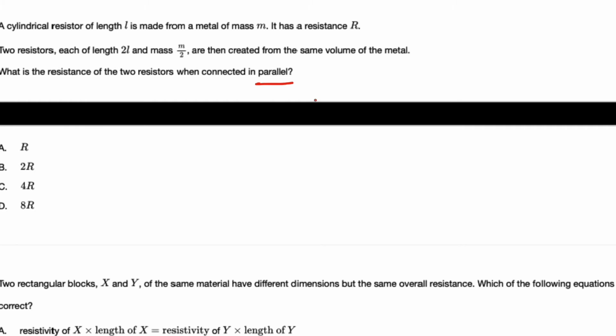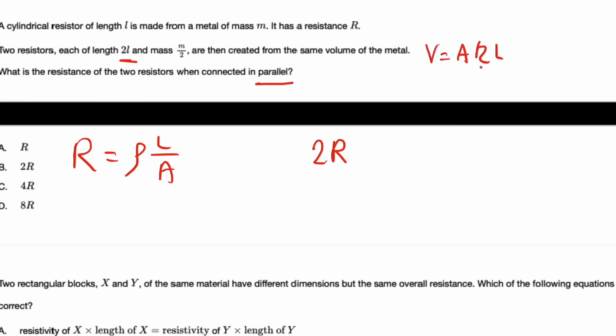So here, resistance is equal to resistivity times length over area. Because length is double, the resistance is going to be double, so it's going to be equal to 2R. And because they are created from the same volume of the metal, the area will also change since the length is changed. So volume is equal to area times length, which is 2L. So area is going to be equal to V over 2L.